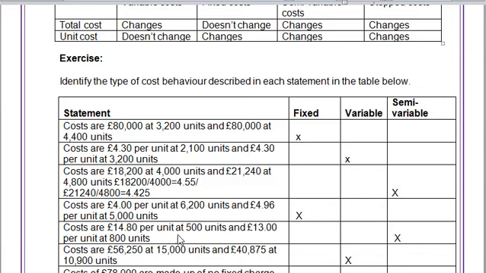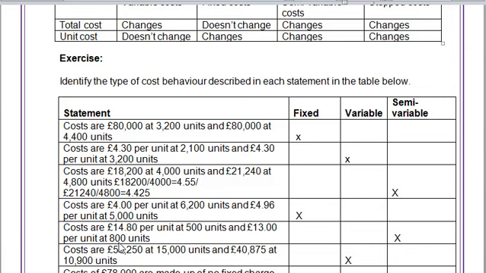Costs are £14.80 per unit at 500 units and £13 per unit at 800 units. I've been given the cost per unit and they are different, so I need to calculate the total cost. You multiply 14.80 by 500, 13 by 800 and compare. Is the cost the same? The total costs, one is 7,400, one is 10,400. So the unit cost is changing, the total cost is changing. It means it's semi-variable cost.